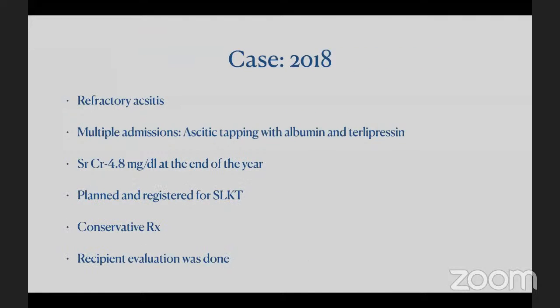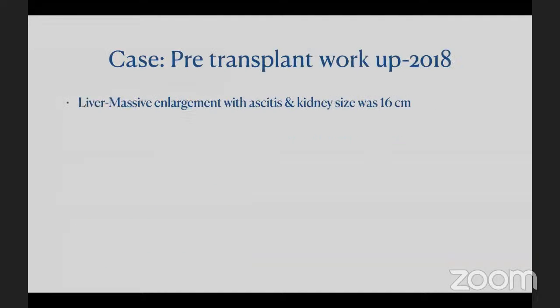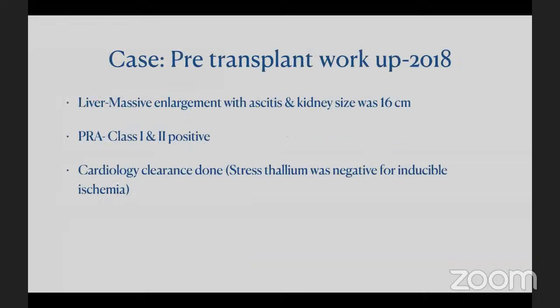He was registered for a liver transplant. He had refractory ascites, multiple tapping with albumin and terlipressin. His creatinine eventually progressed, and at that time he was listed for SLKT. He was conservatively managed, and for recipient evaluation, he underwent all the workup. At that time, his PRA was positive for class 1 and class 2. We were very sure that he has anti-HLA antibodies this time.